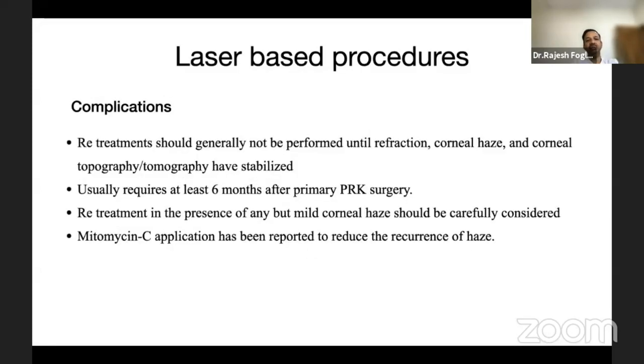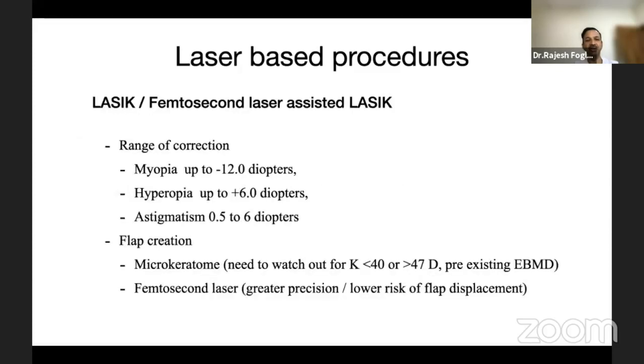If you are going to do a retreatment, it should not be performed until the refraction is stable or the corneal haze has resolved. We usually look at the corneal tomography or the topography for stabilization, at least 6 months after the primary PRK surgery. With retreatment, if there is a significant amount of haze, one should be careful, because if the primary treatment has induced a dense haze, it is likely that the repeat treatment can also induce a similar haze. Mitomycin C application in that situation can help reduce the recurrence of haze.